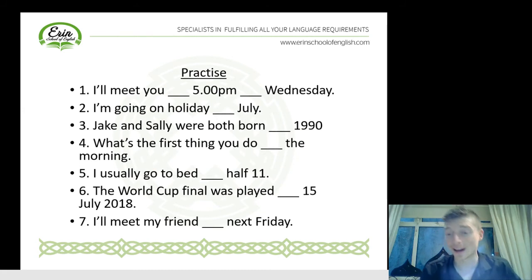Now let's see how much you guys can remember. So I've got 7 sentences here. Each sentence has different times. Before each time, you have a blank space. Your job, see if you can remember the correct preposition to put in each blank space. So is it in, on, at, or no preposition? Let's take a look at number 1.